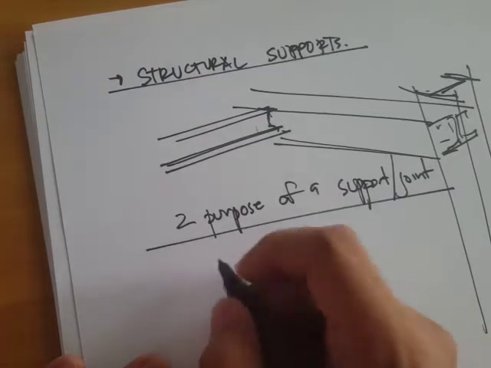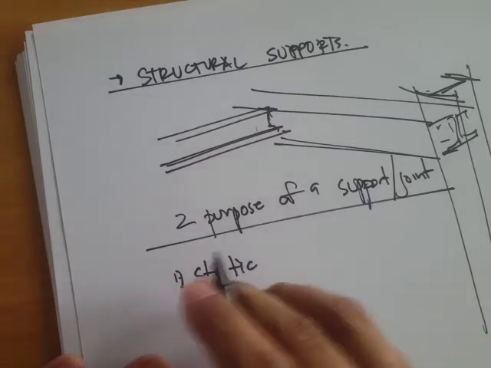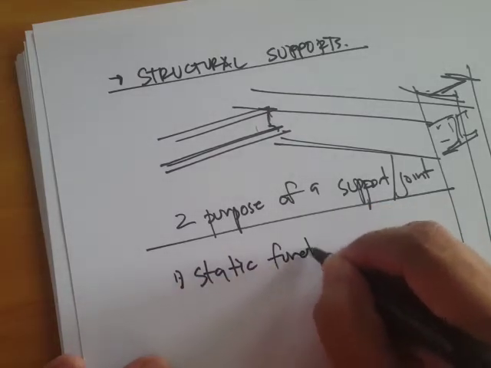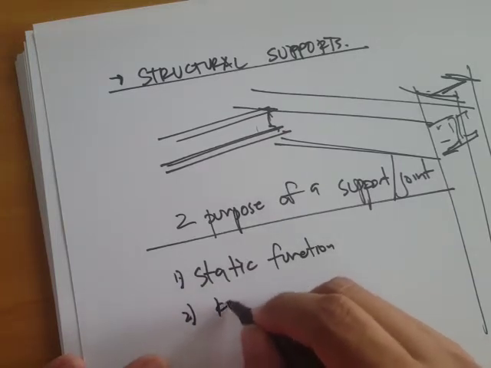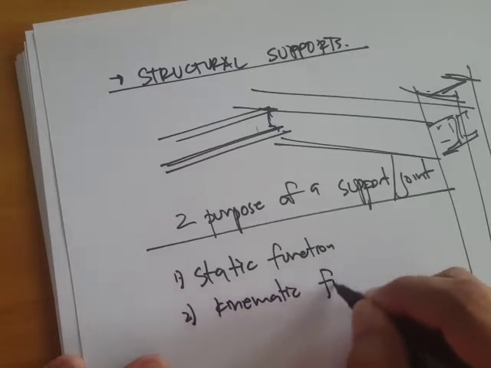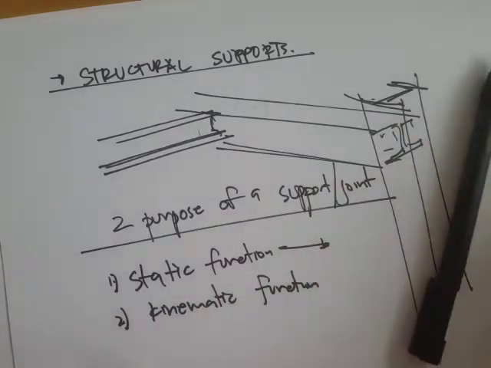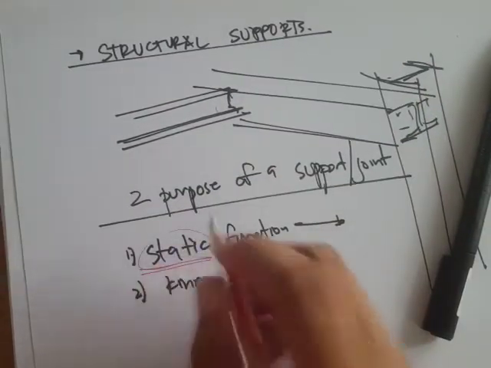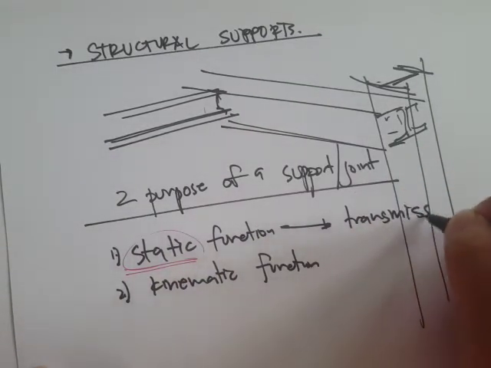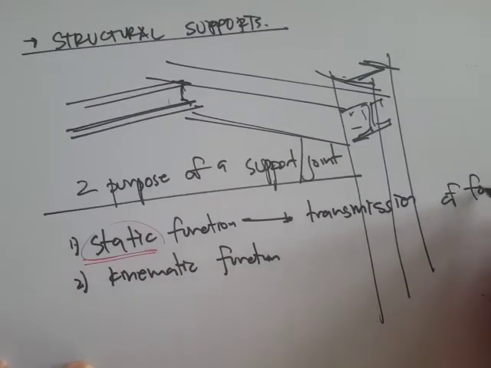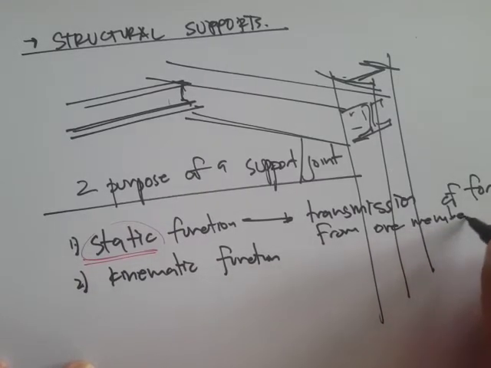Okay, so the two purposes are, number one, a static function, and another purpose is to provide a kinematic function. So when we say static function, from the word static, it has to do with forces, the transmission of forces from one member to another.